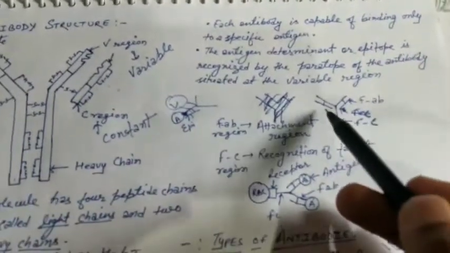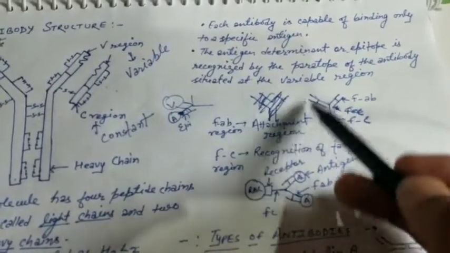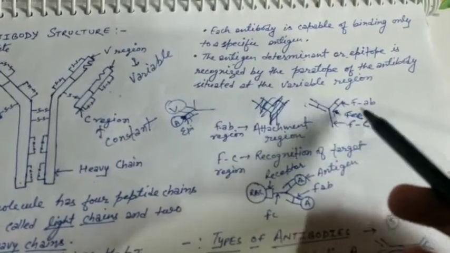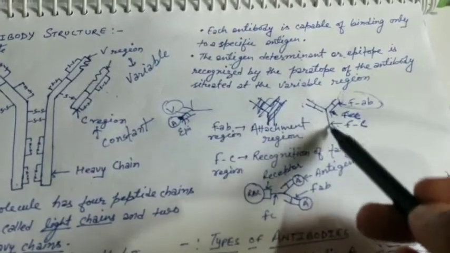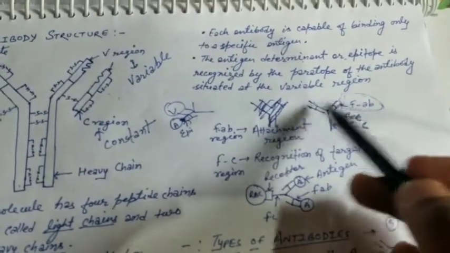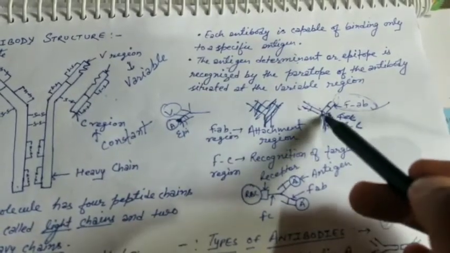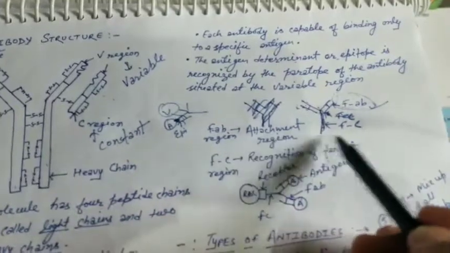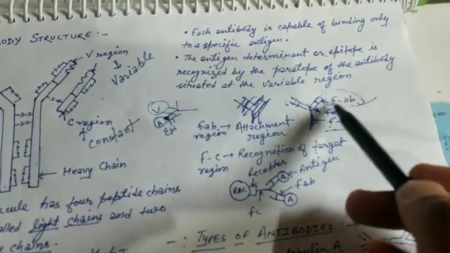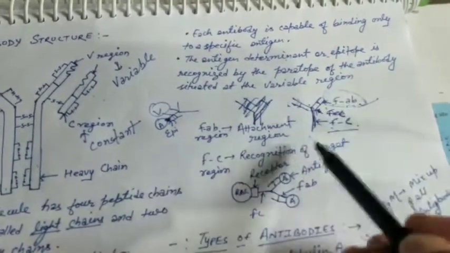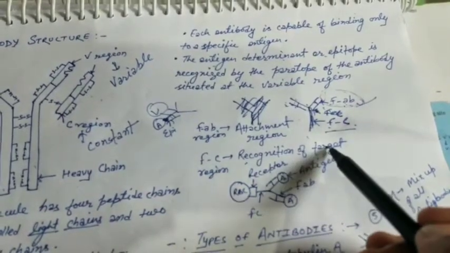Let us suppose we again took a rough diagram. We again look at the rough diagram. This one is an antibody. The upper region is known as FAB, and the arm of the Y, or the arm of the antibody, is formed by FAB, and the stem of this antibody is formed by the FC region. FAB is the antibody binding region, and FC is the recognition of target region.